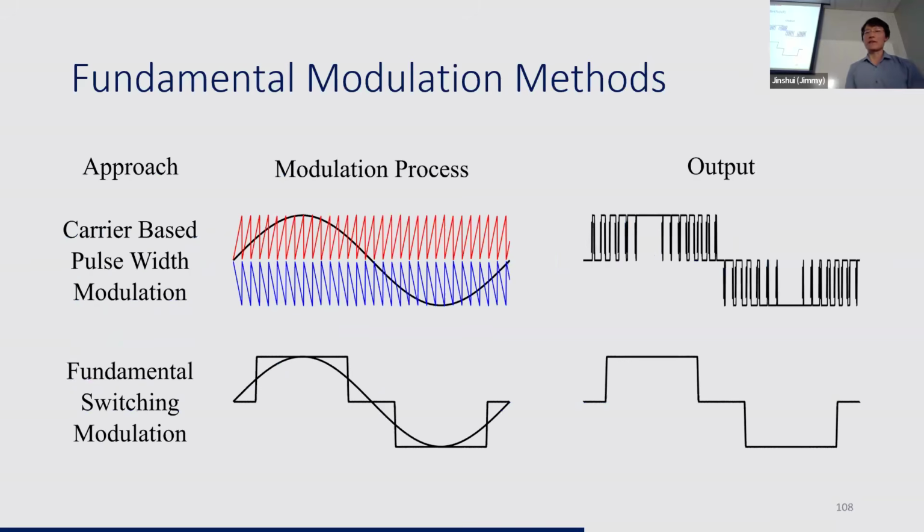We mentioned earlier that there are 2 different modulation strategies, the busy one and the lazy one. At the top, we have the busy approach. It compares the reference with a fast triangular waveform and produces a rapidly switching output to approximate the reference. And we call this the PWM approach, pulse width modulation. And at the bottom, we have the lazy approach. The output is simply snapped to the closest level, switching only twice per cycle.